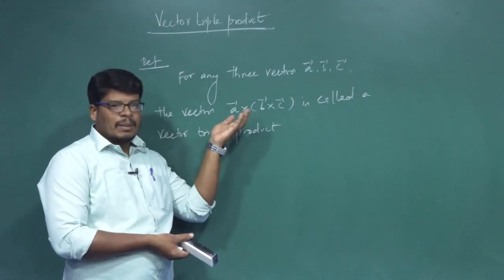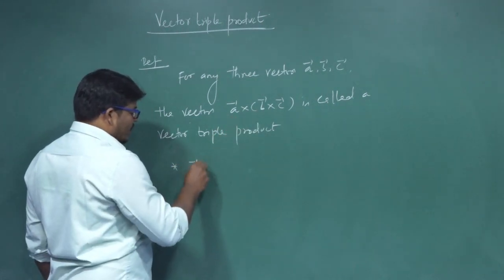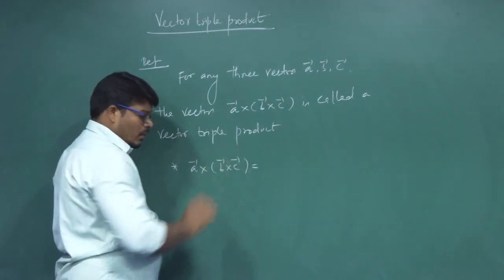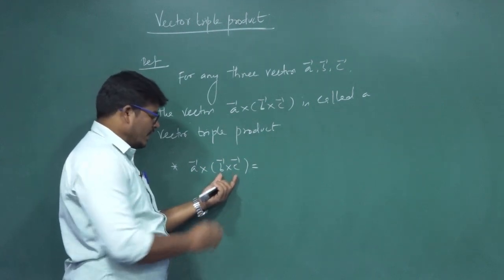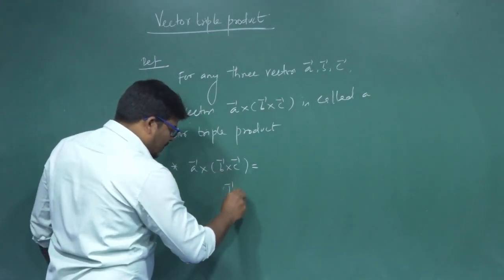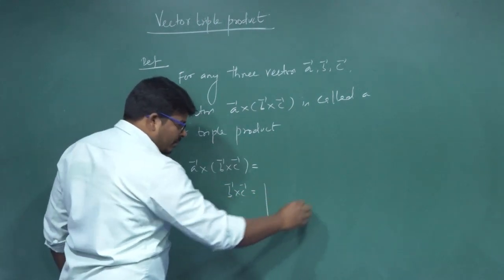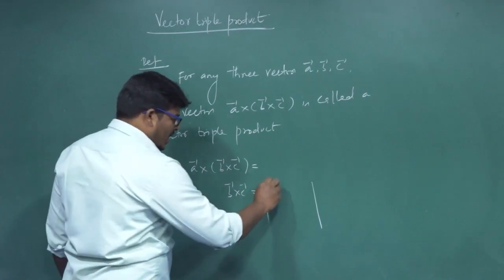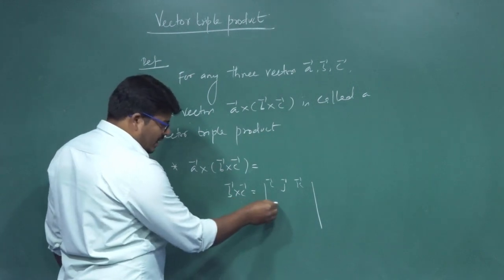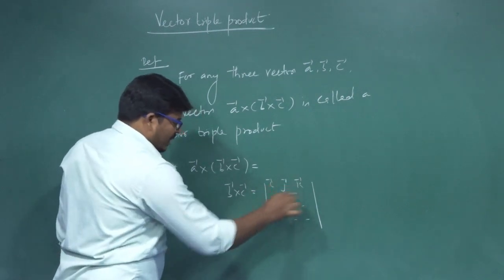How to find the vector triple product? A vector cross B vector cross C vector equals, first find the bracket value B vector cross C vector. B vector cross C vector is the vector product of two vectors by using determinant form: I vector, J vector, K vector, the first row the components of B vector, and the next row the components of C. Getting a vector, B cross C.